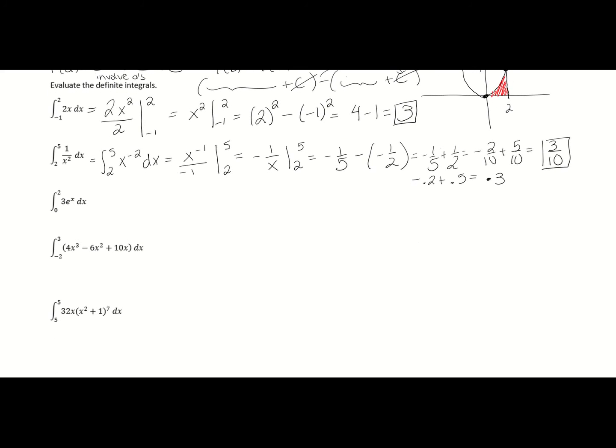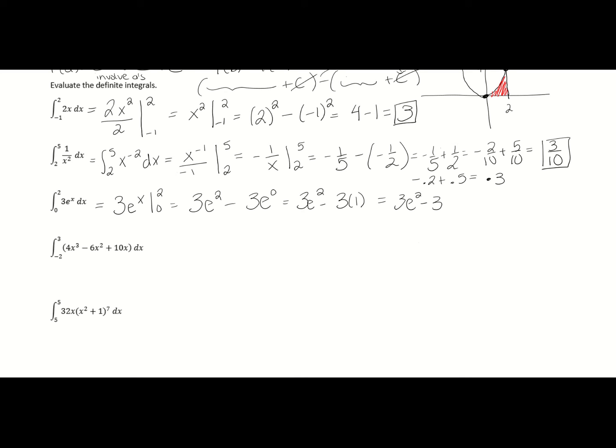So I'm taking the definite integral from 0 to 2 of 3e to the x dx. So first I'm going to evaluate the antiderivative, which is going to be 3e to the x from 0 to 2. First I will plug in my upper limit, and I will subtract that from my lower limit. When I do this, it's going to be 3e squared minus 3e to the 0, which is 1. So this is 3e squared minus 3.